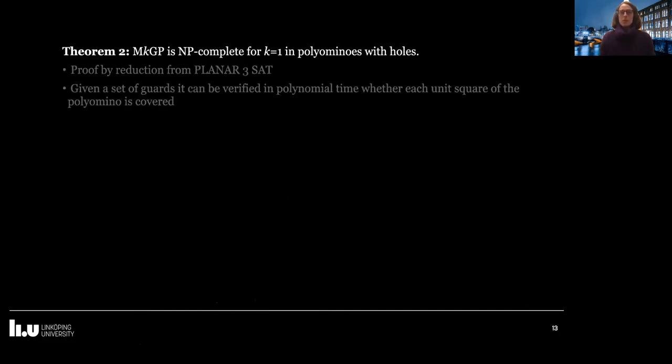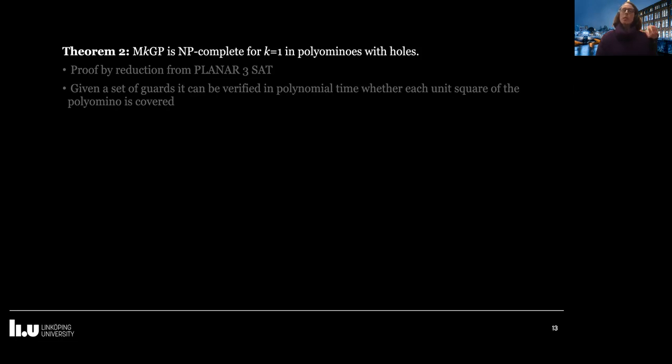And in fact, we can also show that our guarding problem under k-hop visibility is NP-complete for k equals 1 in polyominoes with holes. Again, the reduction is from planar 3-SAT. If we're given a set of guards, we can easily verify if it's in fact a guard set. So this remains the same.